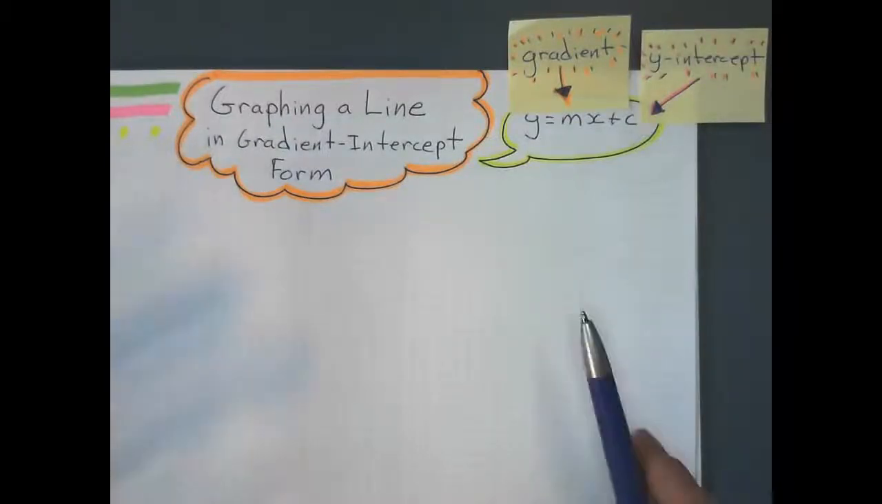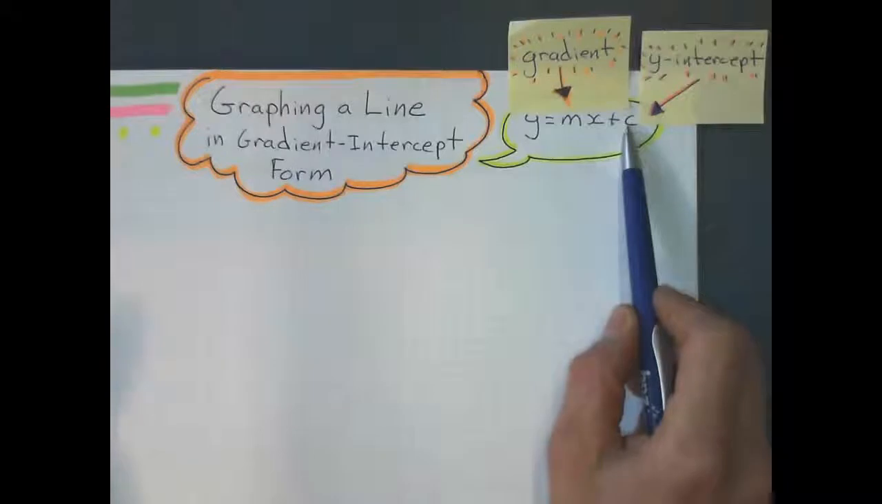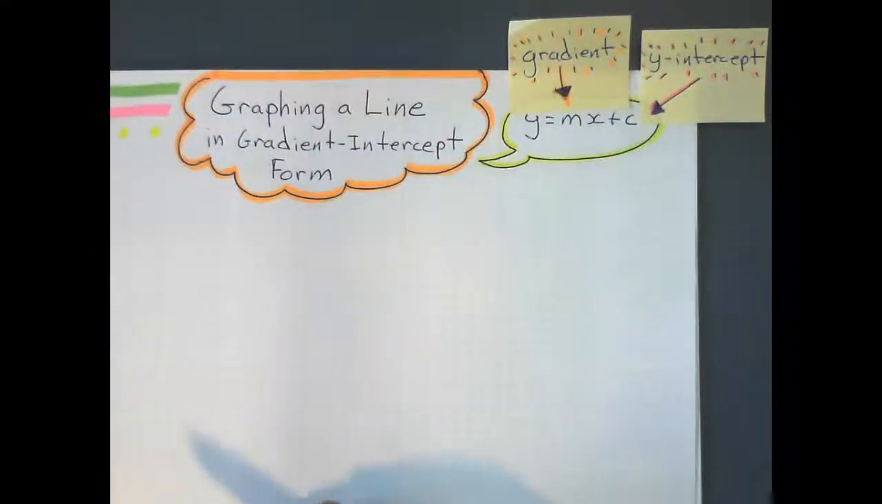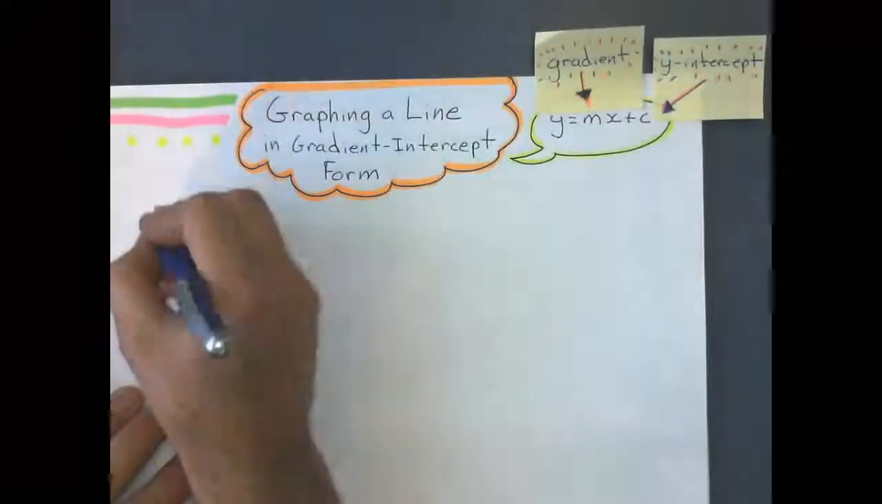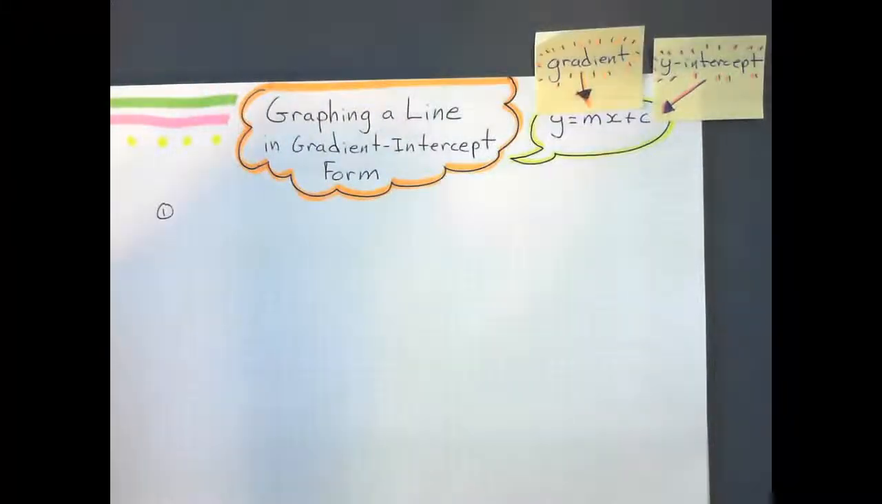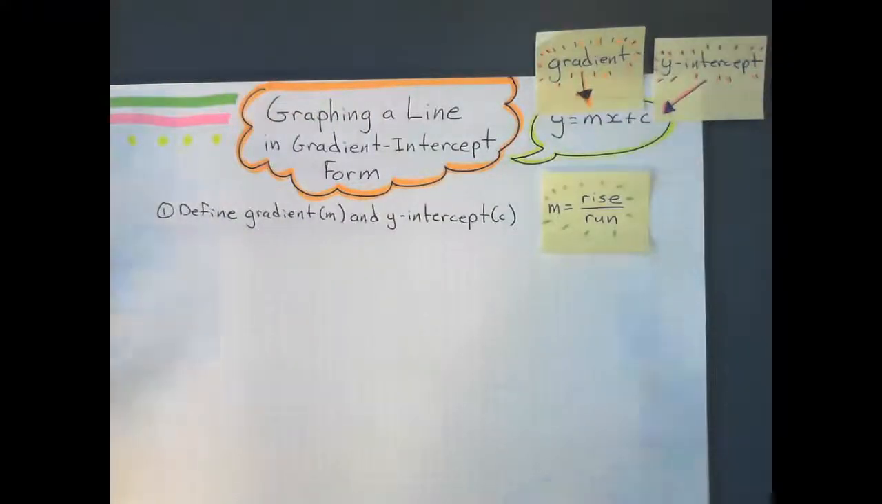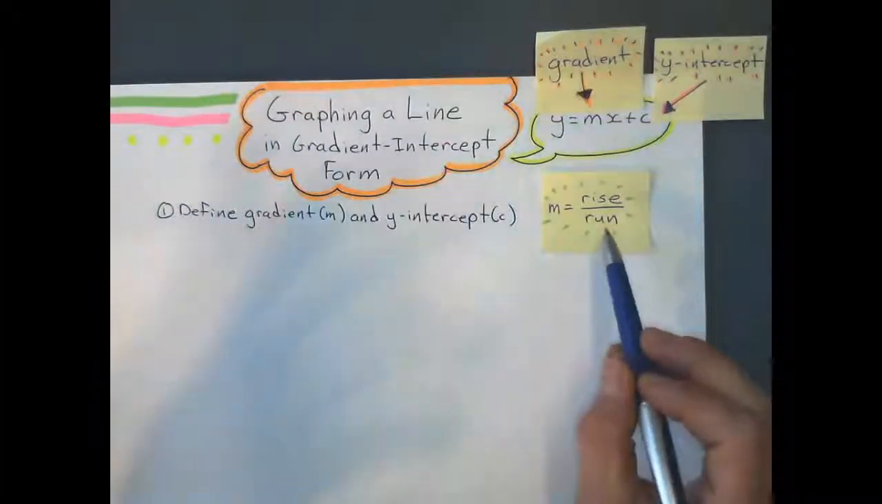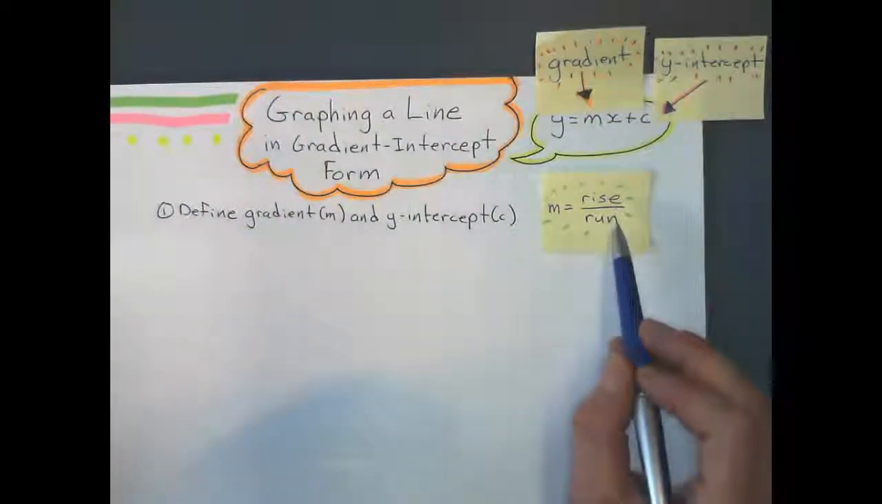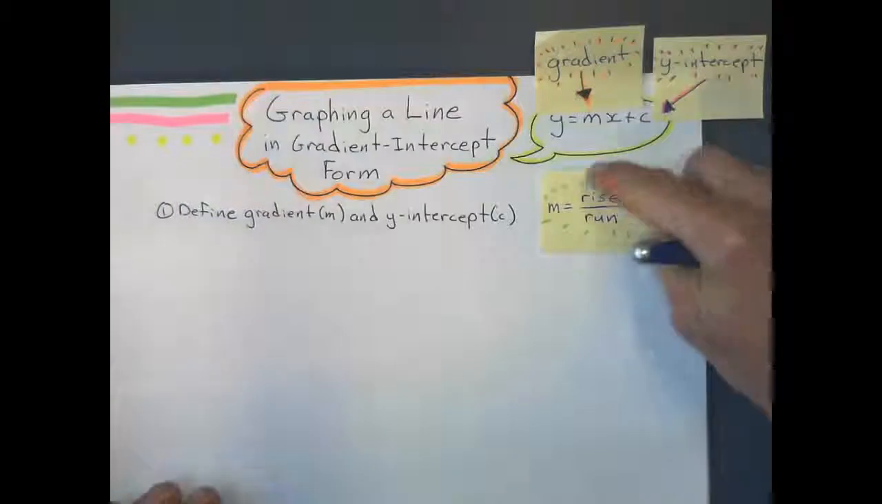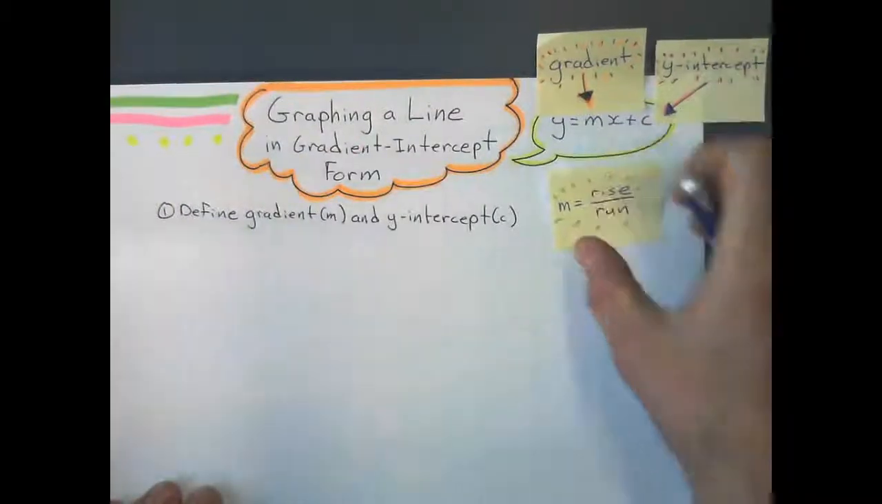So we've got two things we need to remember, the gradient and the y-intercept, and that's all I need to graph a straight line. So how do I do it? So first step we're going to do here is we're going to define our gradient and y-intercept from the equation. All right, we look at the equation and we say, okay, what's the gradient, what's the y-intercept, and it might help to write that down. When we're dealing with the gradient, also remember that the gradient is the rise over run. So we need to express that gradient as a fraction, which we will be able to in these examples, and that'll help us. Okay?